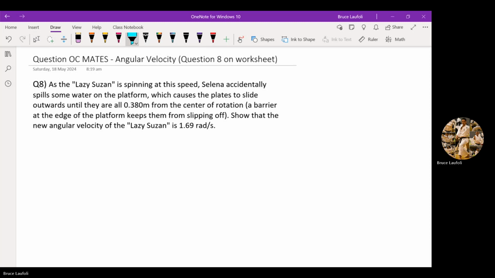As the Lazy Susan is spinning at this speed, Selena accidentally spills some water on the platform, which causes the plates to slide until they are 0.30 meters from the center of rotation. Show that the new angular velocity is 1.69 radians per second.